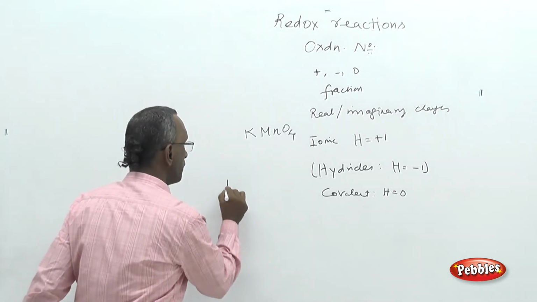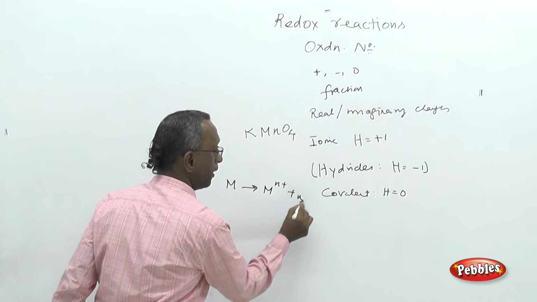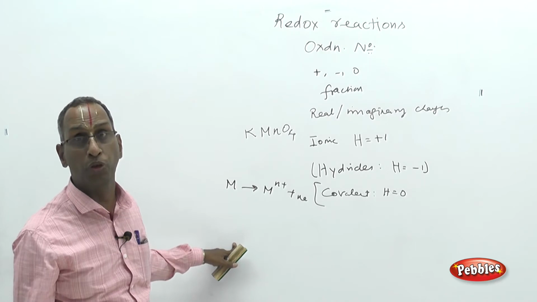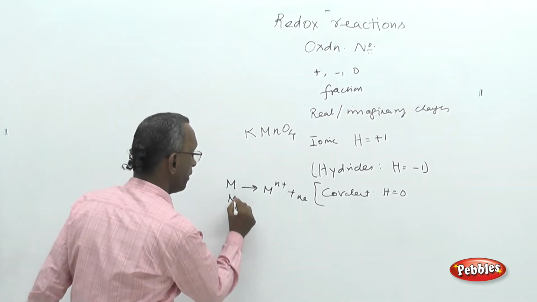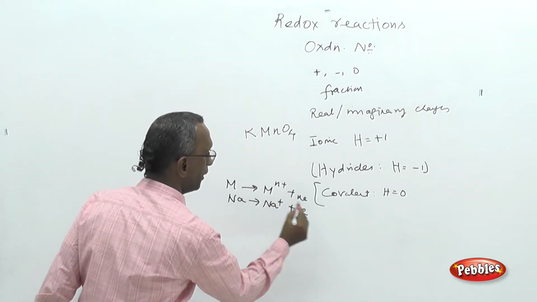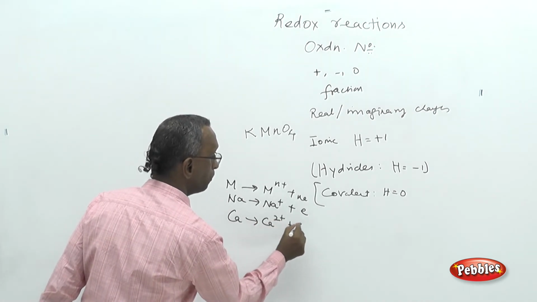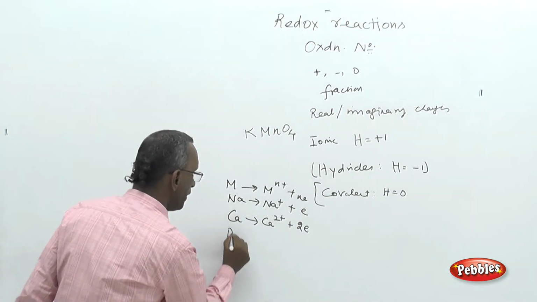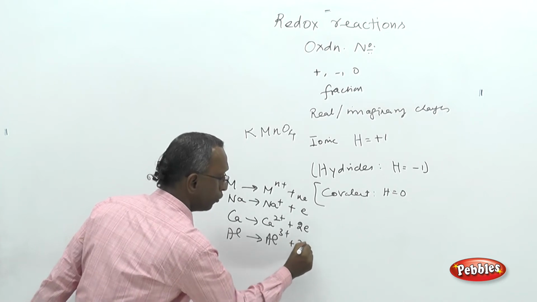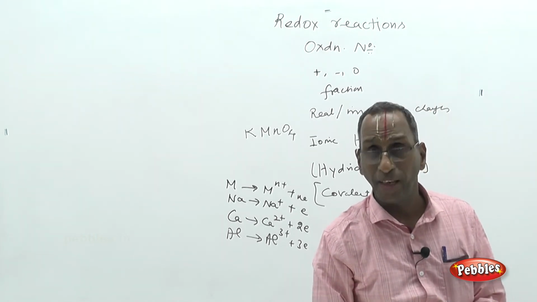For metals, generally they lose electrons to form metallic cations. The general redox reaction for metals is that metals have the capacity to lose electrons. For example, Na loses 1 electron forming Na+. Calcium loses 2 electrons forming Ca2+, and aluminium loses 3 electrons, Al3+, etc. So, metals generally lose n number of electrons to form the respective metallic cations.